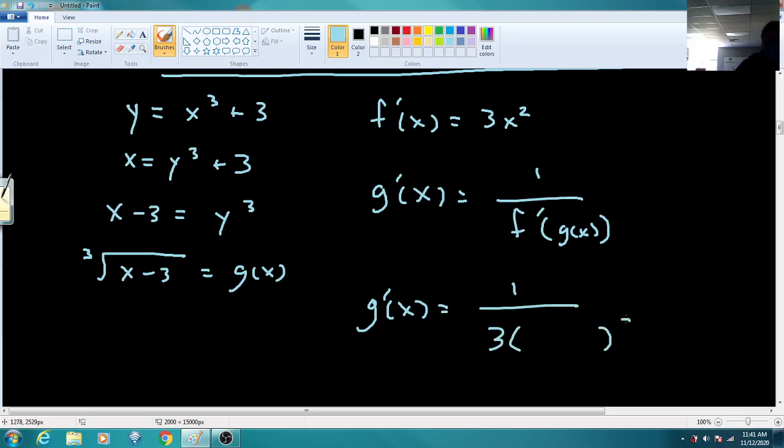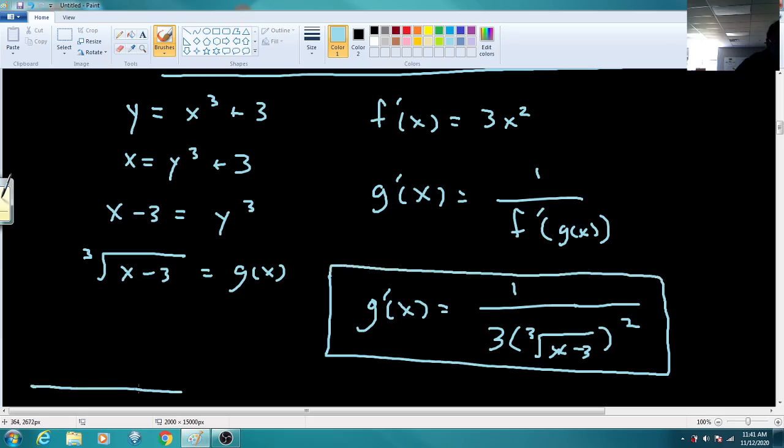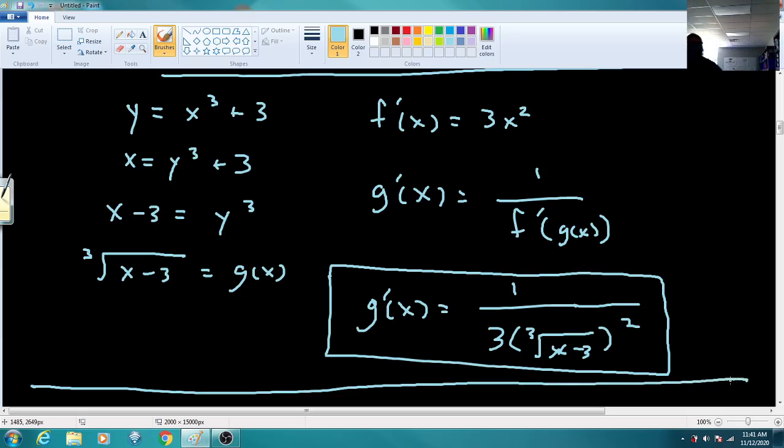So it's 3 times stuff squared. And then what goes inside there is the cube root of x minus 3. And that's our equation. So we'll move on to a couple other examples from the book and take a look at those real quick.